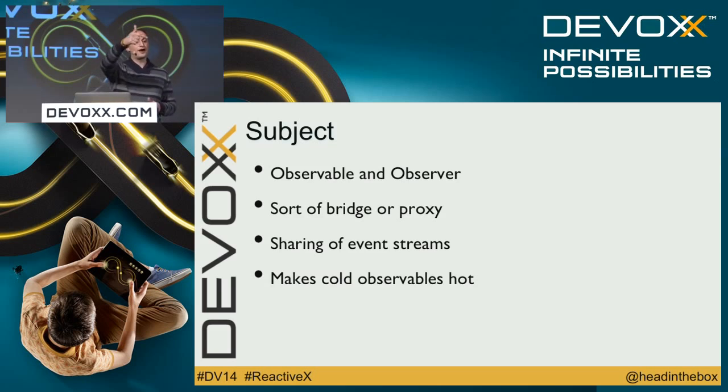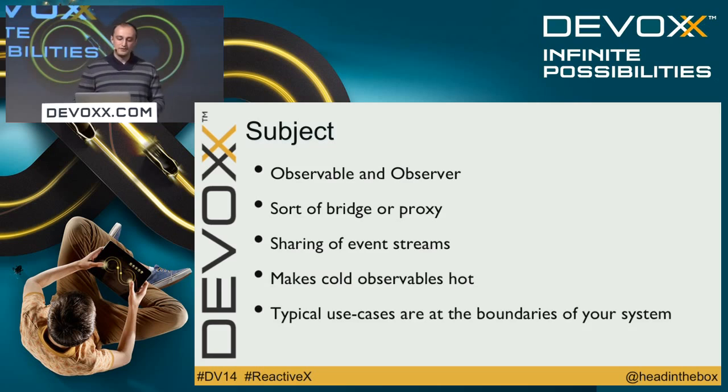So the subject subscribes, the event source starts emitting, and whoever is subscribed to the subject will start receiving the events from the source. And they will share the same events and the same source, basically. So like I said, the typical use cases are at the boundaries of your system, where your system goes out of the elegant composition of these event streams into the real world or external systems.